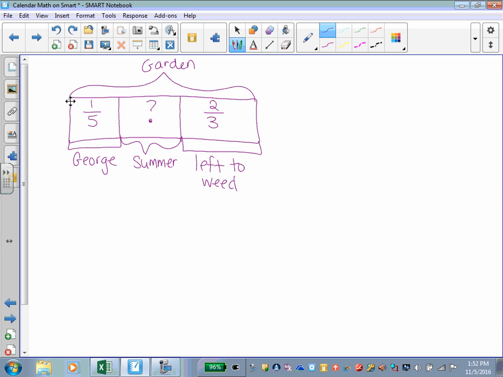So we have a whole amount, so we can write this. If we're going to be doing our labeling, we have one whole garden. And then to find out what Summer weeded, you have to take away what you know was done to the garden. So we have one whole garden minus the 1/5 that George weeded, so 1/5 for George, minus the 2/3 of the garden that is left to weed.